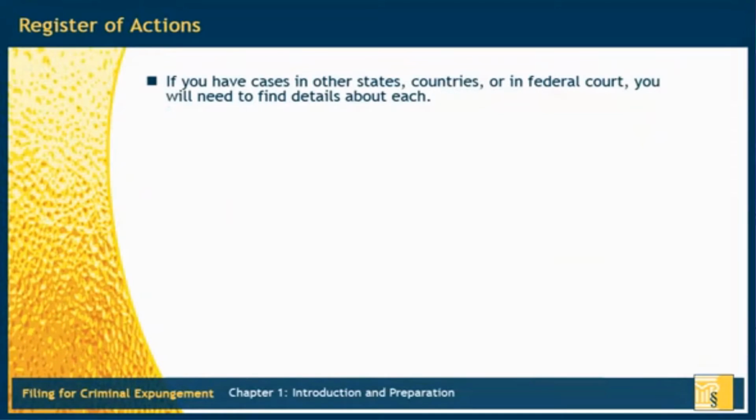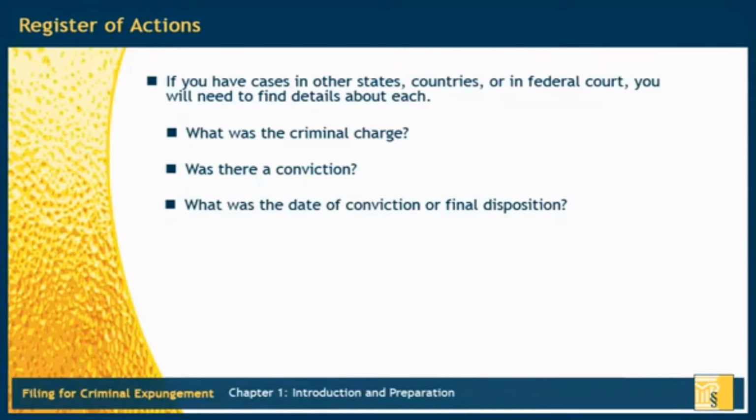If you have cases in other states, countries, or in federal court, you will need to find details about each of those cases, including what the criminal charge was, if there was a conviction, and the date of the conviction or other final disposition. If you do not know these details, you may need to contact the court where it happened. Minnesota court staff cannot provide you with this information.